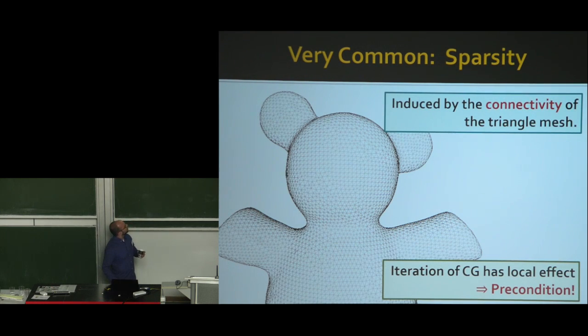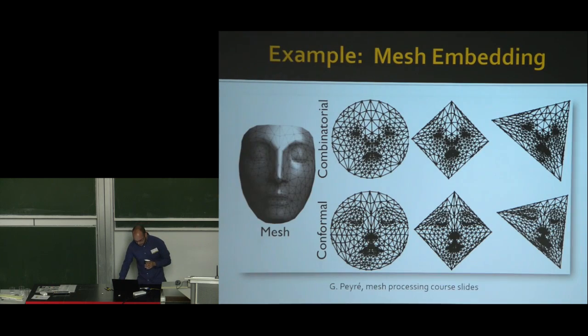And like I already mentioned, a lot of these systems that you get, because essentially they come from the structure of your triangle mesh, typically they have a lot of zero entries in them, right? Like you don't have long-range communication between vertices on your mesh, and you can really leverage that to come up with fast solvers.